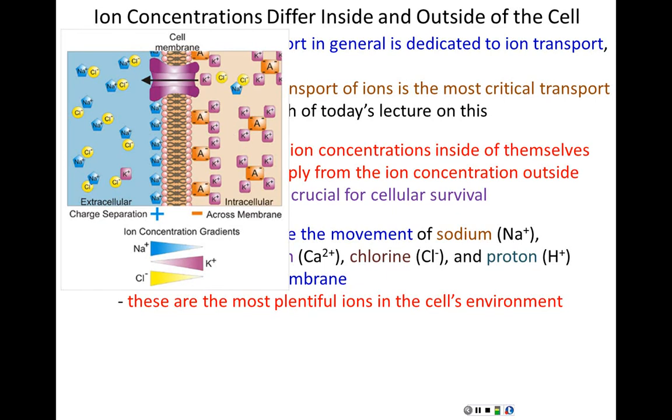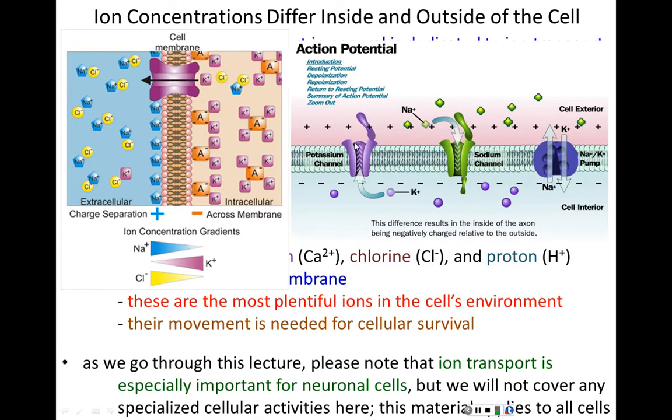These ions, it should go without saying, are the most plentiful ions in life, the most plentiful ions in a cell's environment. Sodium, potassium, calcium, chlorine, and protons are the most abundantly found ions that we see. And again, their movement, the regulation of their transport, is critical for cellular survival.